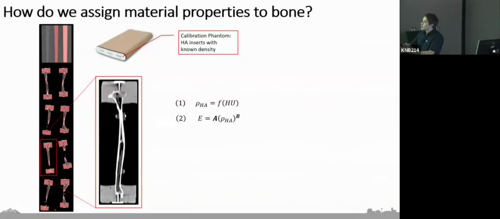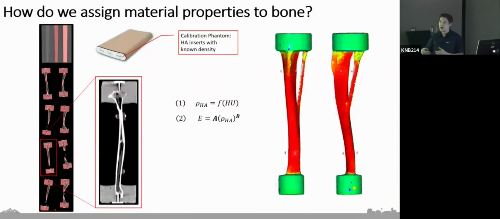And finally, using this equation 2, we can look at every element in that model and apply the appropriate material properties. And so we end up getting a bone that looks something like this. We have this very heterogeneous material property distribution where we're looking at these red elements. These are elements that probably have the highest density or the highest elastic modulus. And as we move into these greens, yellows, and blues, those are areas where we have lower density or lower elastic modulus.